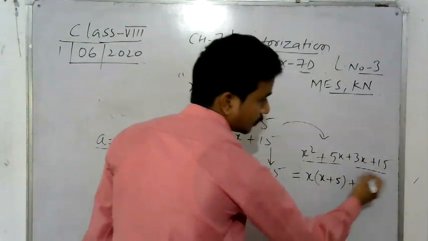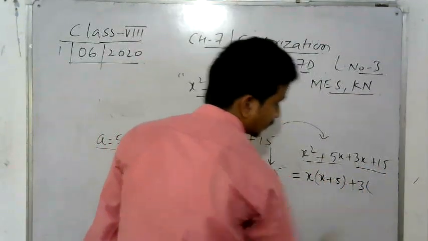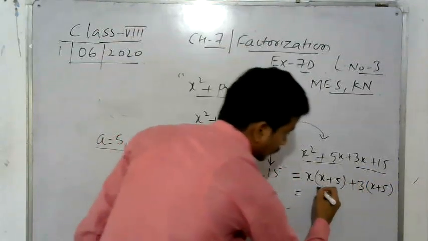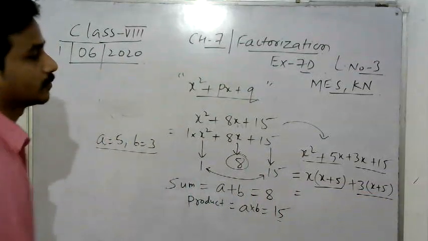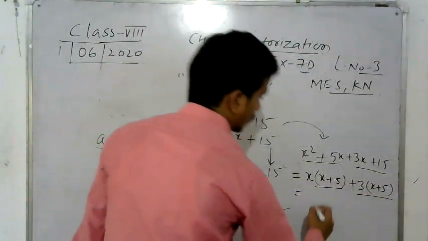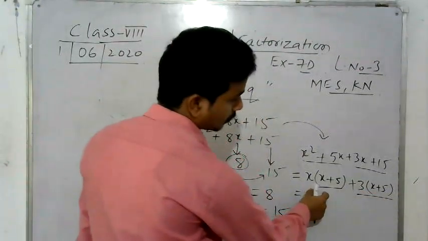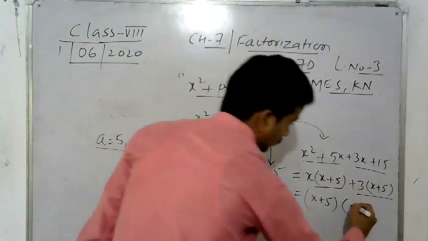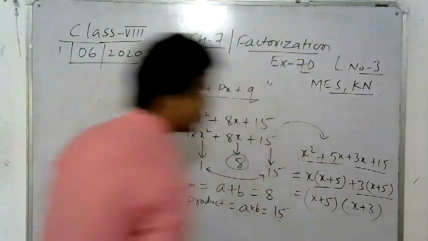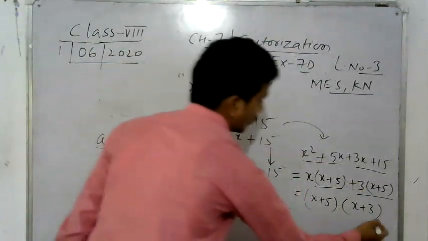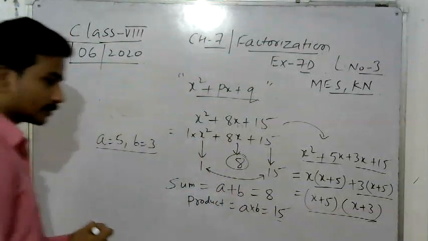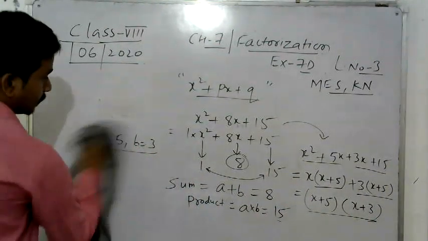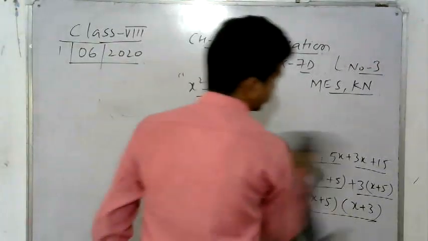And in these two, what is common? 3 is common. When you take 3, what is remaining? x plus 5. Now in these two expressions, what is remaining? You know, a binomial is common, x plus 5 is common. So take x plus 5 common, and in the bracket, what is remaining? x plus 3. So in this way, you will factorize it. You can also make a note of it. Now let's see another example.